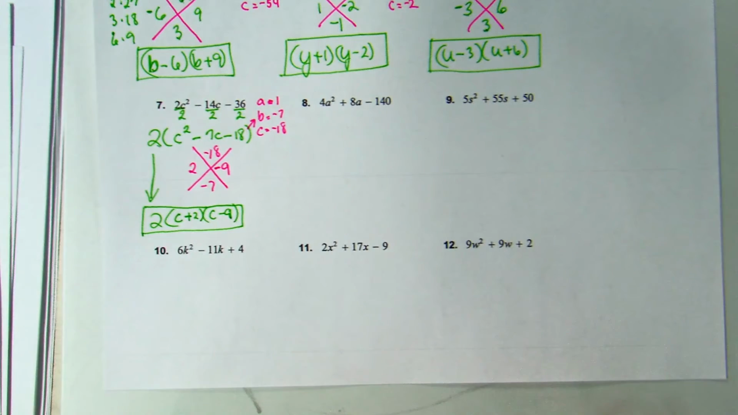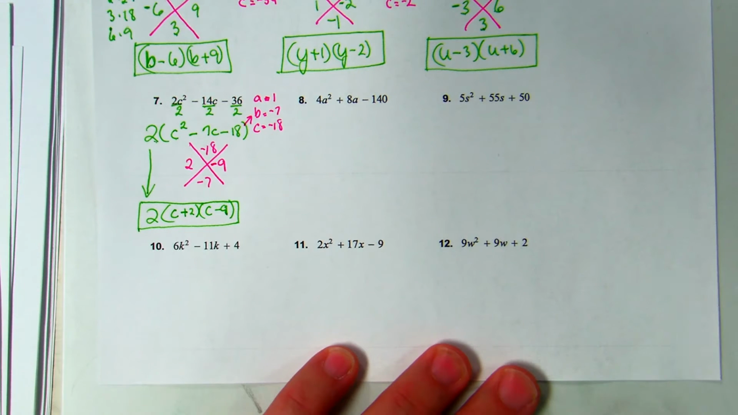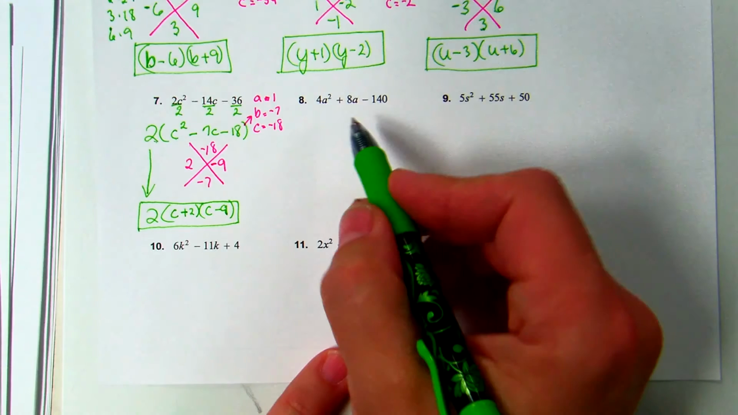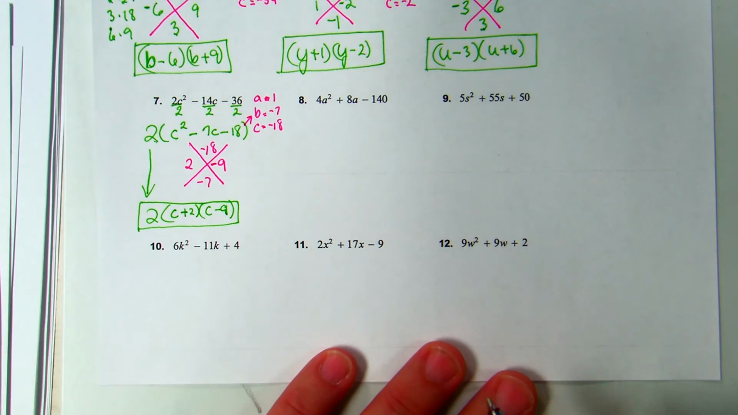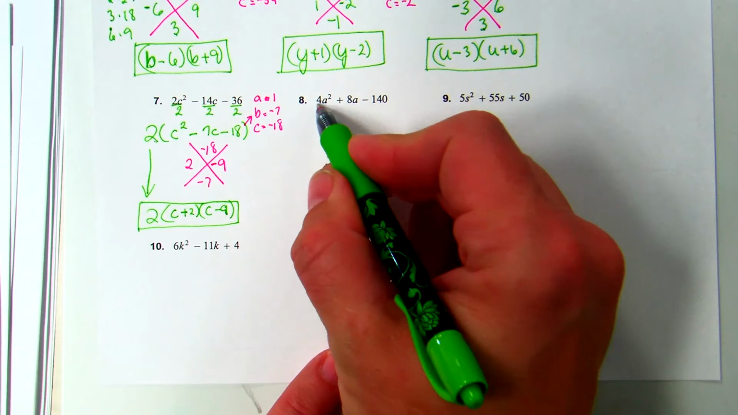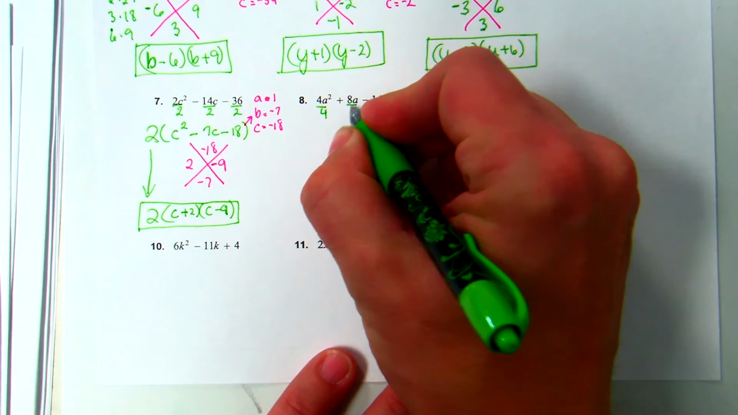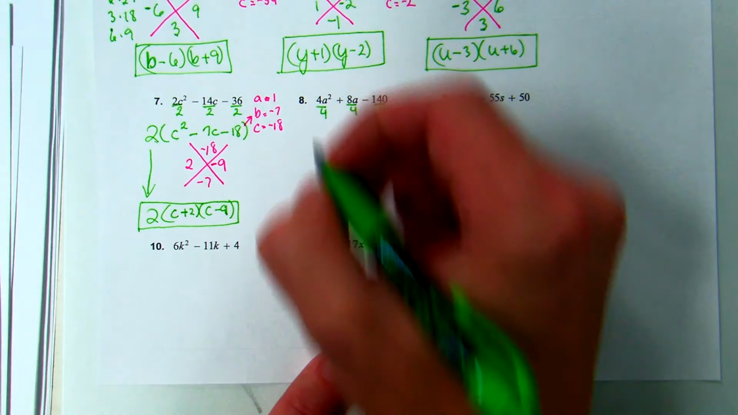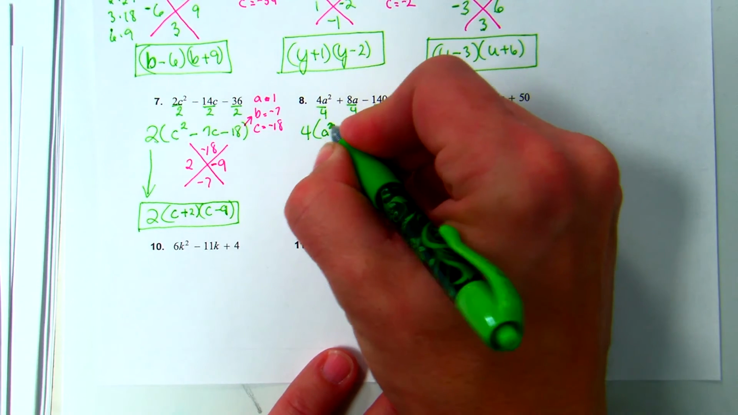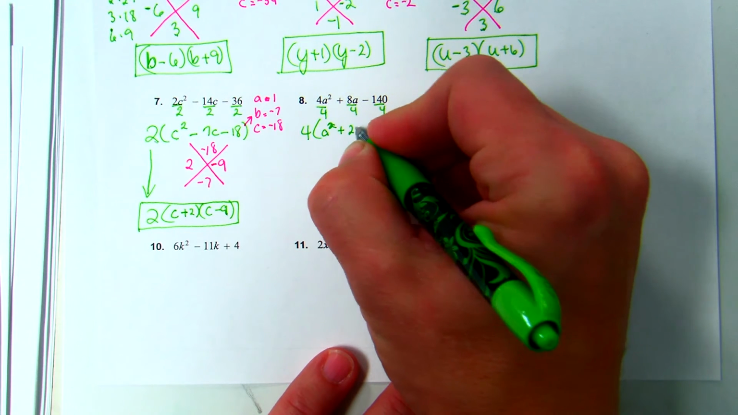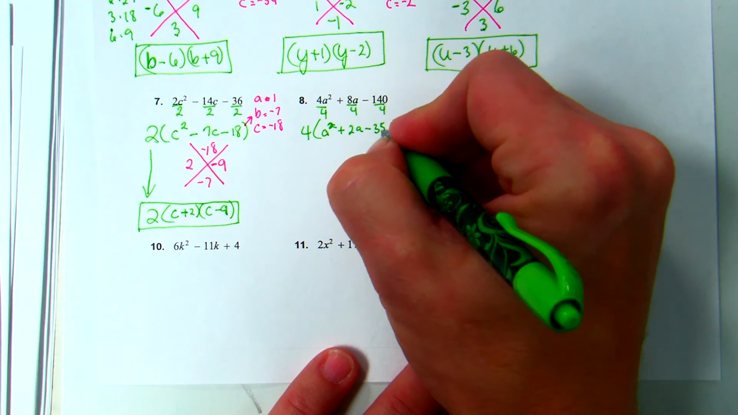Okay? All right, for number 8, again, we have a 4, or something other than 1, in front of the first term, so my A placeholder is not a 1. And that being the case, we look first to see, can we divide it out of everything? And yes, we can. So we're going to divide by 4 on every term. So that means we're going to pull the 4 out front, and then we'll have A squared plus 2A, and then minus 140 divided by 4 is 35.